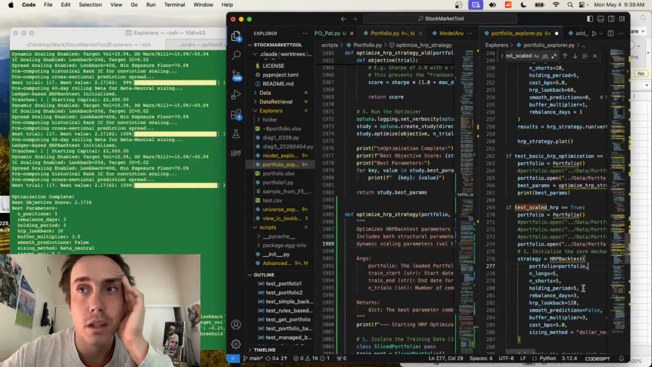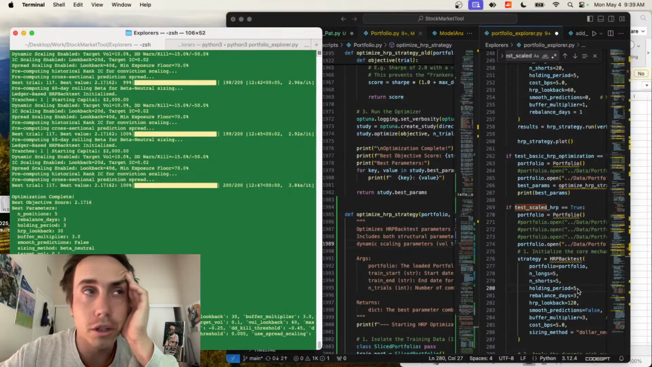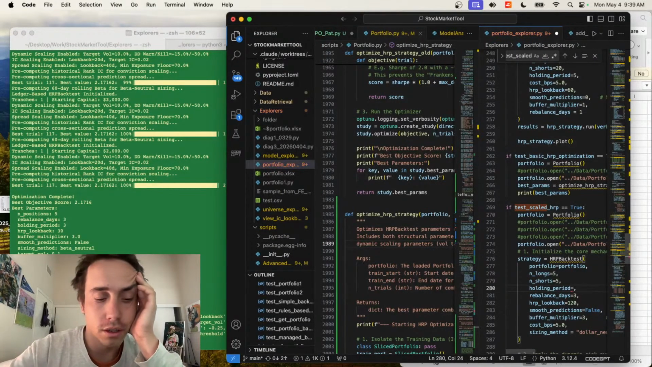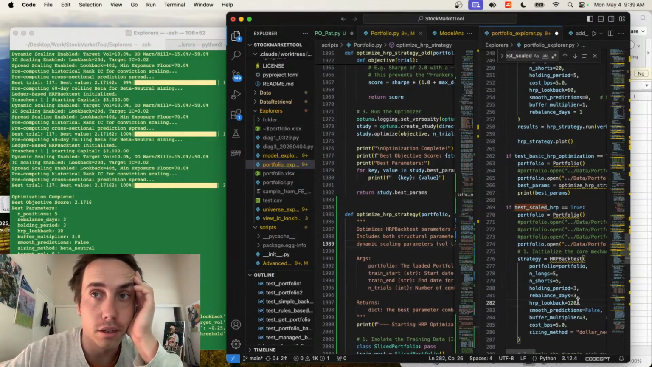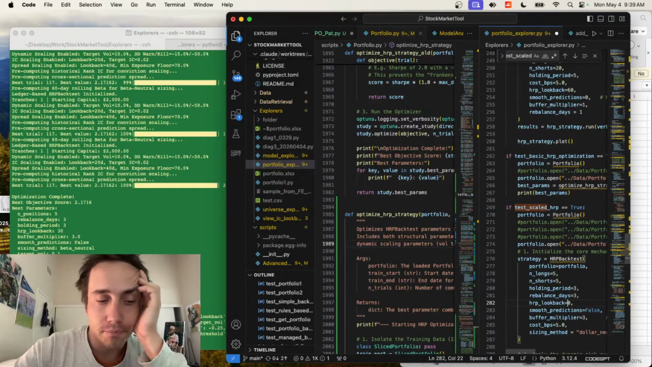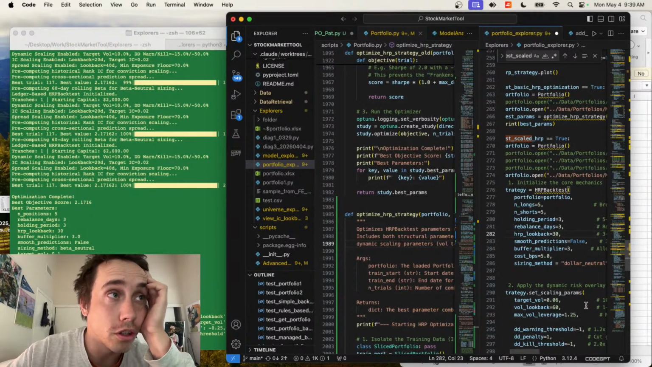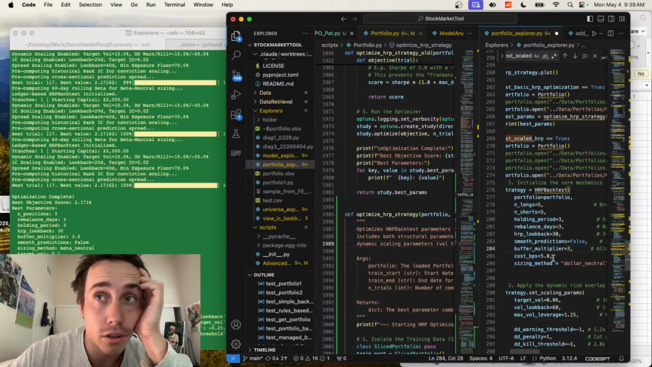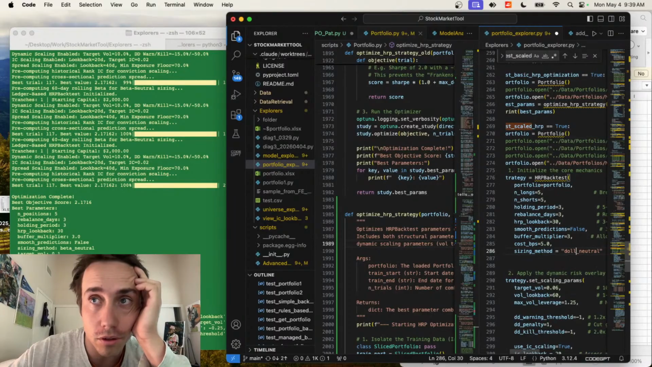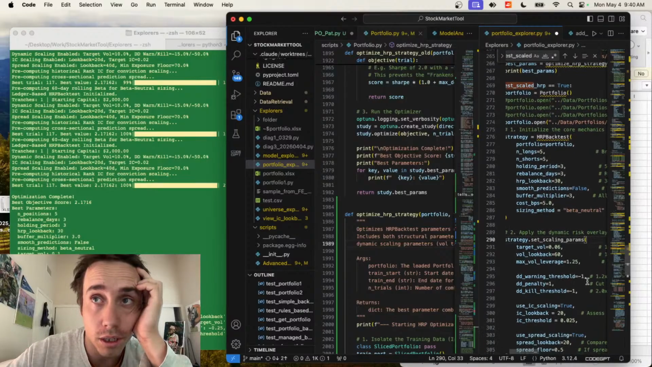So lots of parameters are different. So still 5 longs and shorts. Holding period now is 3 days. Rebalance days is still 3. I forgot it was 3 before. HRP look back is much shorter, so 25% of what it was previously. Smooth predictions, false, still. Buffer multiplier actually is still 3. I didn't realize it was 3 before. Sizing method is now beta neutral. So I think that will do me better in 2020.